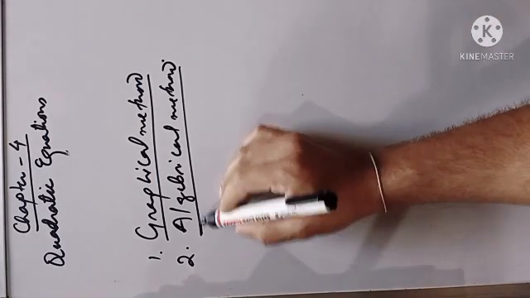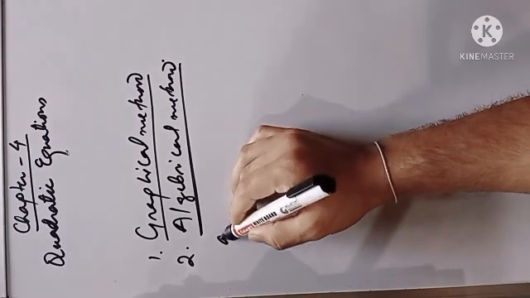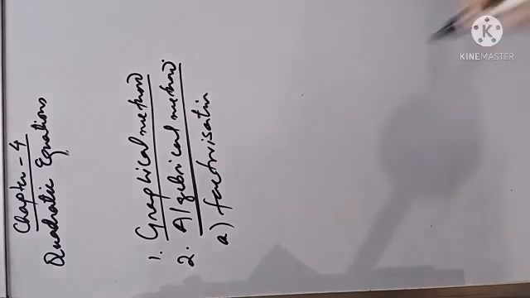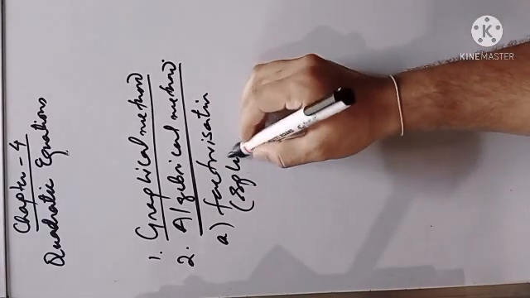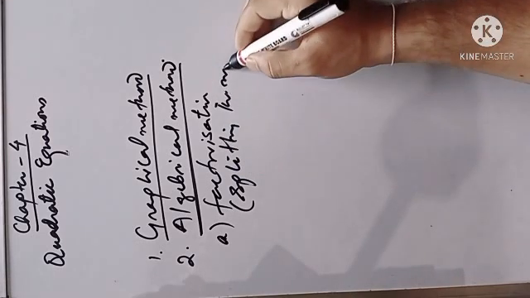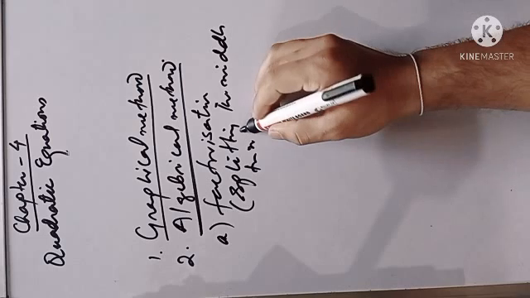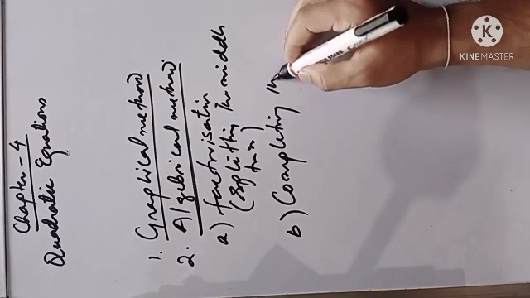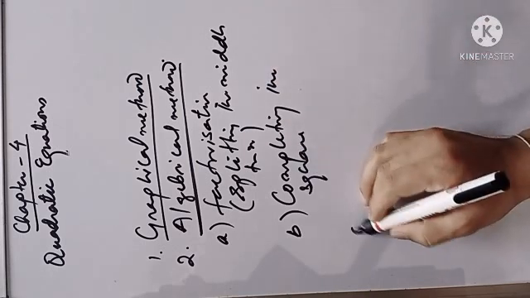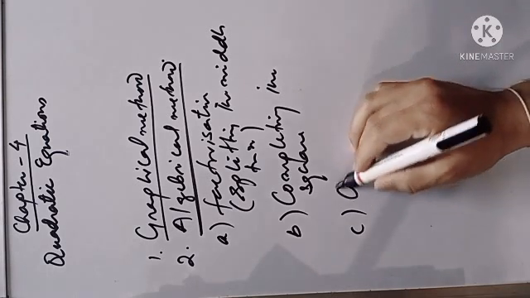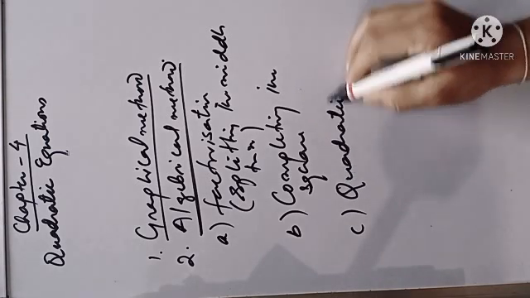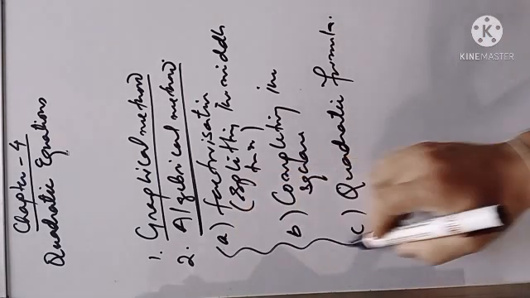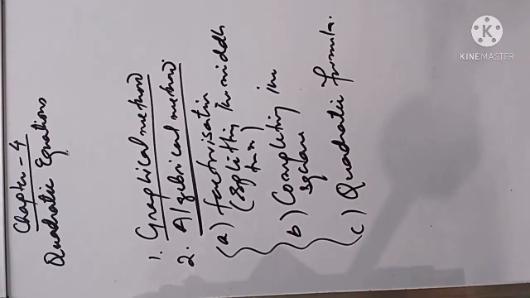Okay, so in the algebraic method we have some types. We have factorization method. Factorization method means we say normally splitting the middle term. Next we have completing the square. And next we have quadratic formula. Okay, these are the types of algebraical methods that we're going to study in this chapter.